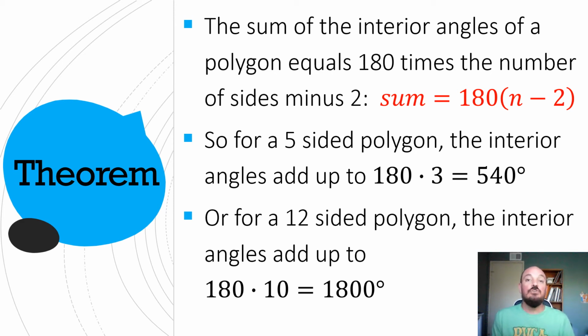Now let's take a look at our dodecagon from the first slide. If we have a 12-sided polygon, and I do 180 times (n minus 2), well, 12 minus 2 is 10, and 180 times 10 is 1,800. So in that 12-sided polygon, where you have 12 sides and 12 angles, the 12 angles in that picture will always add up to 1,800 degrees total.